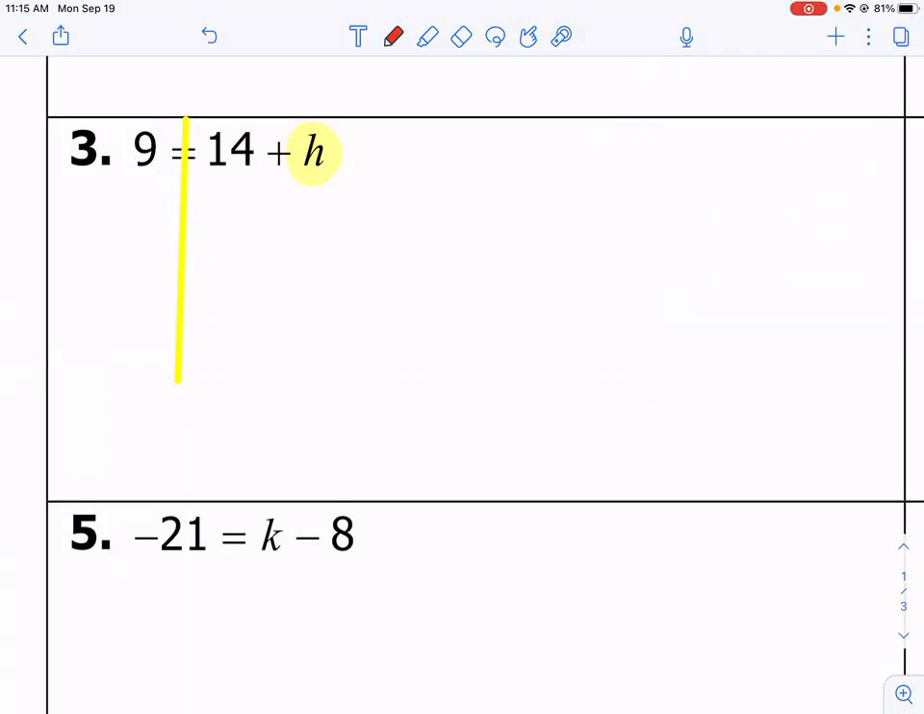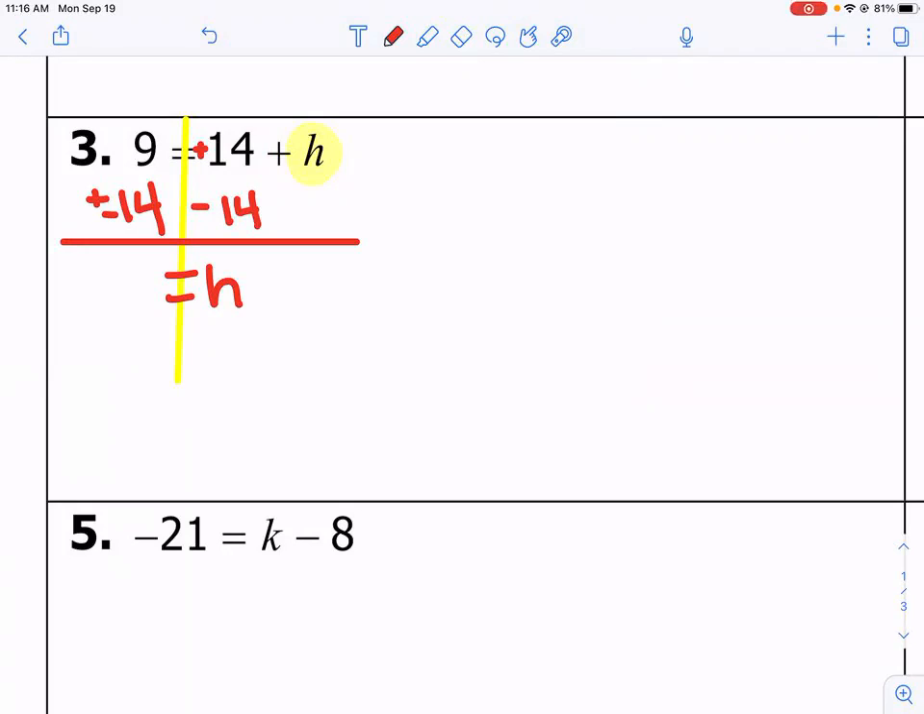Okay, so here's something that's kind of weird about this problem. 14 is just kind of floating there, but let's take into account that it is a positive 14 being added to h, so we need to subtract 14. Okay, so on this right side, we get h equals. Now we have 9 minus 14, okay? If you need to do keep, change, change, now we're adding a negative 14, if that helps you. 9 plus a negative 14.